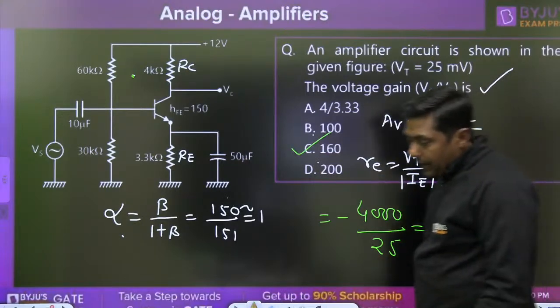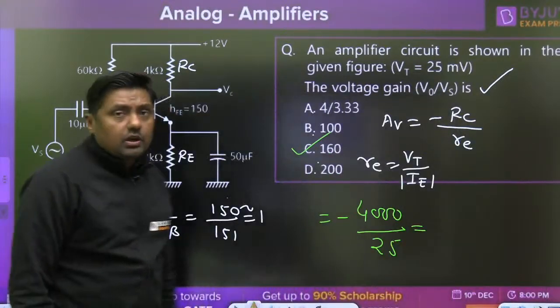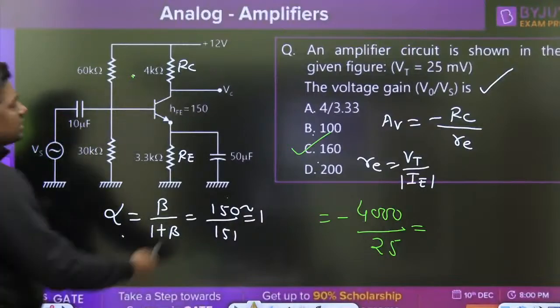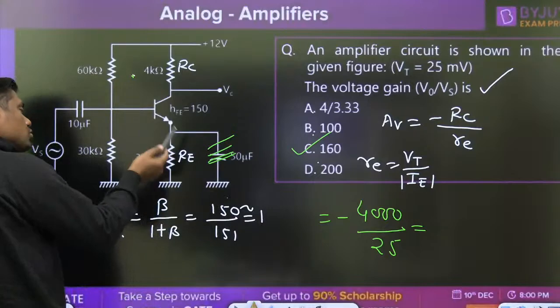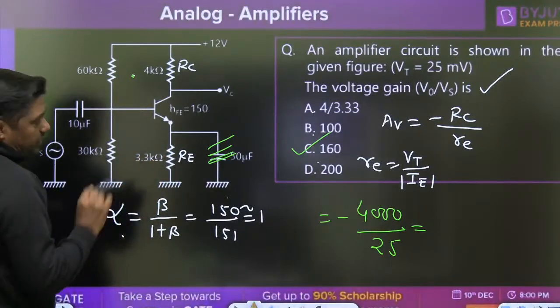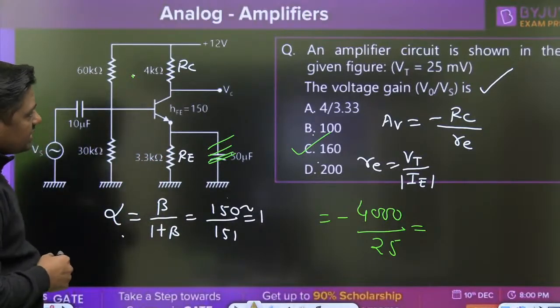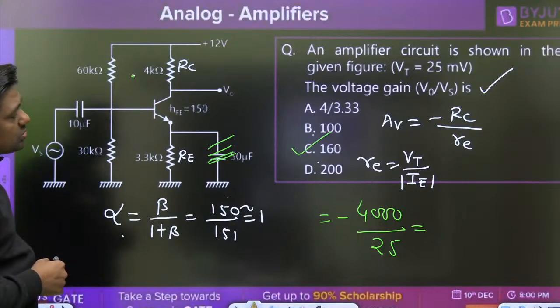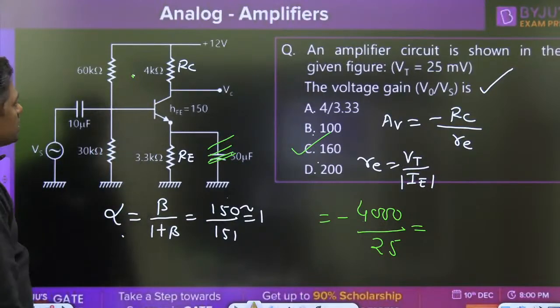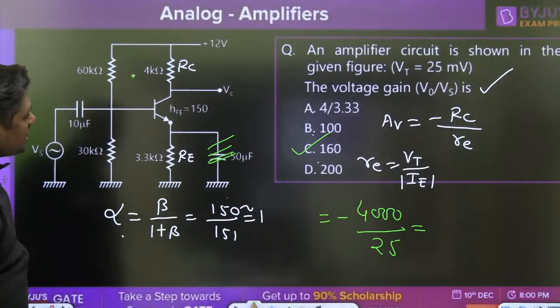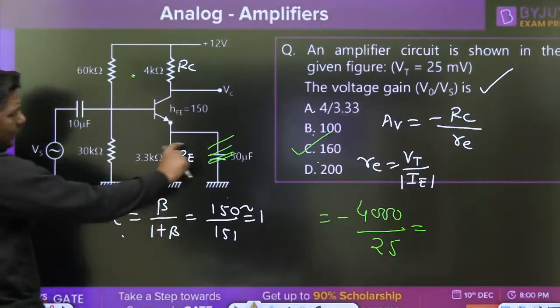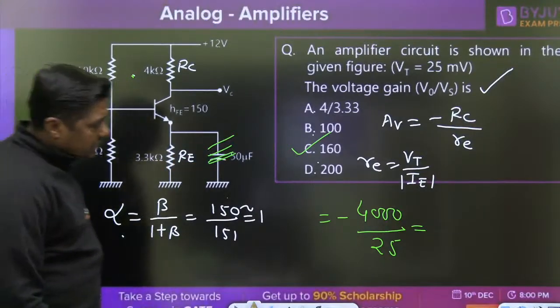Right. And again we can design one extra question on that. Remove the capacitor here. If there is no capacitor, then what will the answer become? If the capacitor is there, the answer for this question is 160. But if the capacitor is not given, then what is the answer?